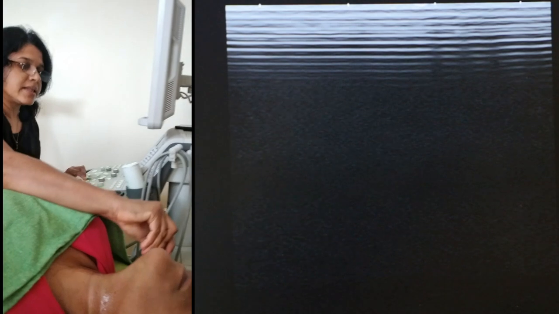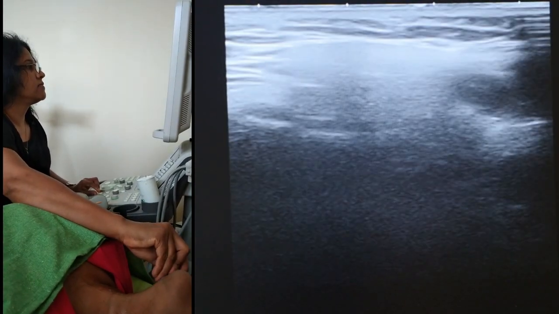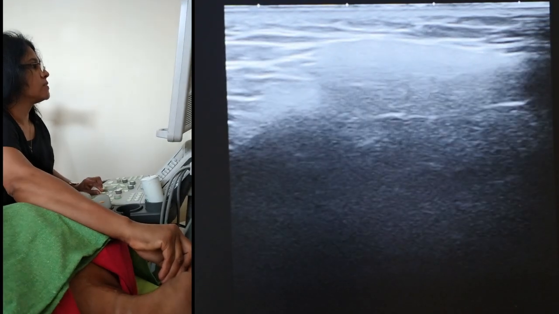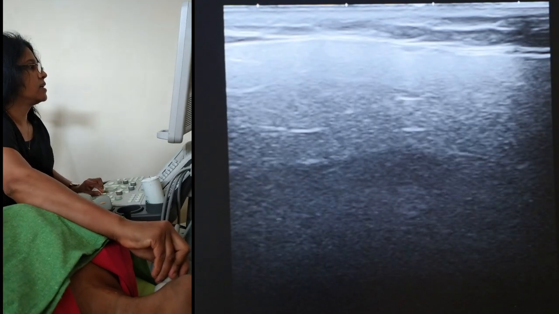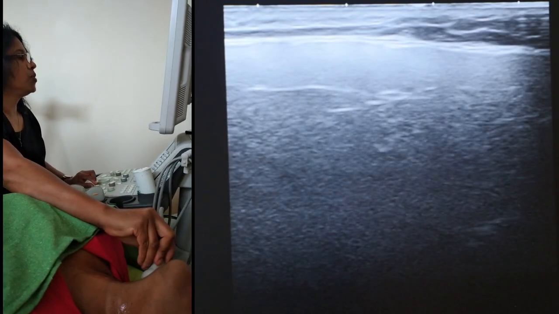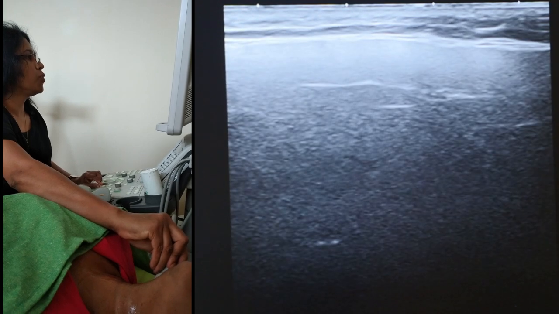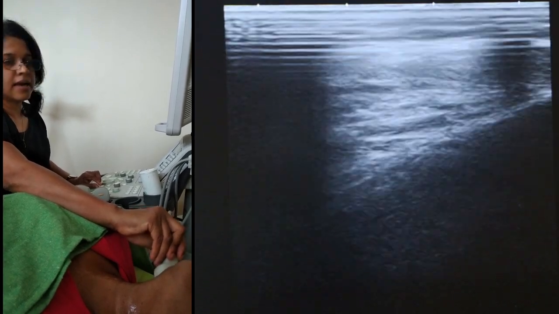So now I am seeing the parotid gland, which is in the preauricular region. This is the normal appearance of the parotid gland. This is the upper pole, and this is the inferior pole. Usually we can see the superficial lobe of the parotid gland. The deep lobe we can't see clearly in the ultrasound.